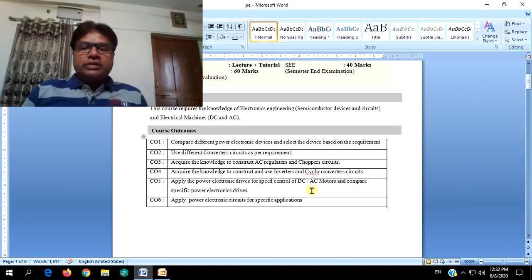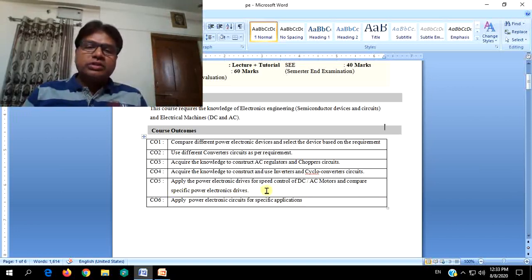And to start with, today's session comprises the basic fundamentals related to the 5th unit, wherein we are going to discuss the power electronic drives for speed control. Power electronic drives for speed control. The main course objective of this unit is to apply the power electronic drives for speed control of DC as well as AC motors and compare specific power electronic drives. So this is an application part of the first 4 units.